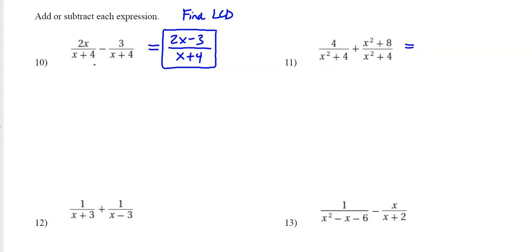Same thing over here. They both have an x squared plus 4 on the bottom, so that's not going to change. On top, I have 4 plus x squared plus 8, so the 4 and 8 will combine to an x squared plus 12.